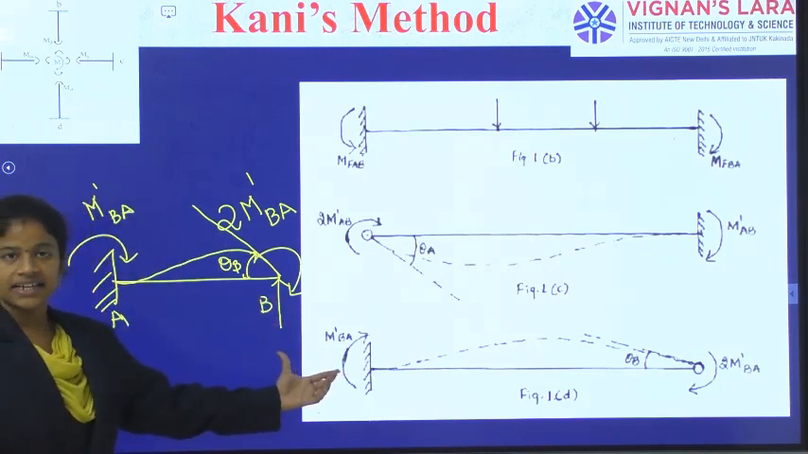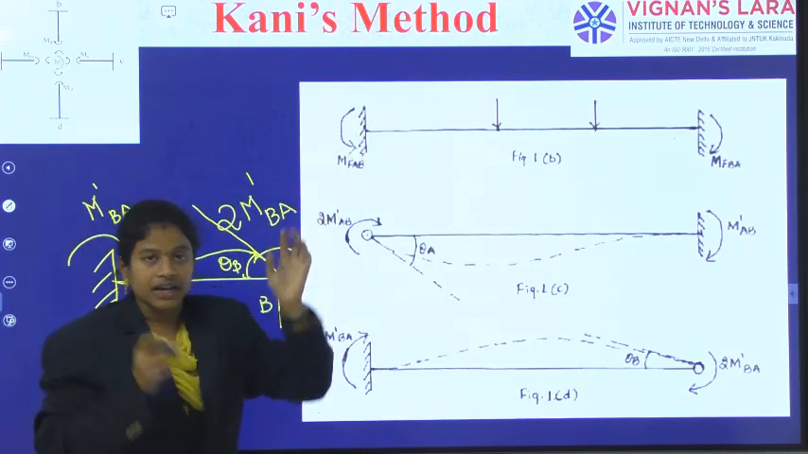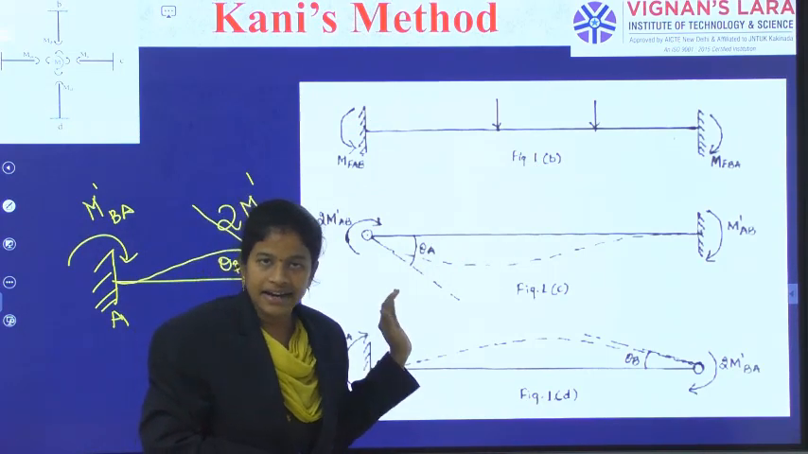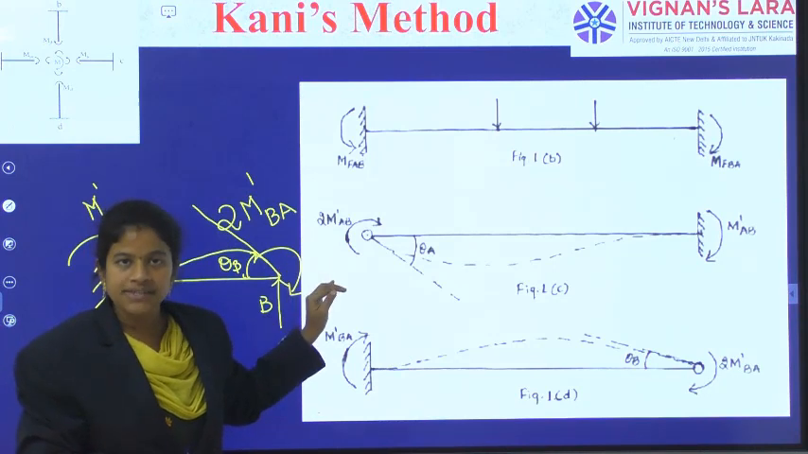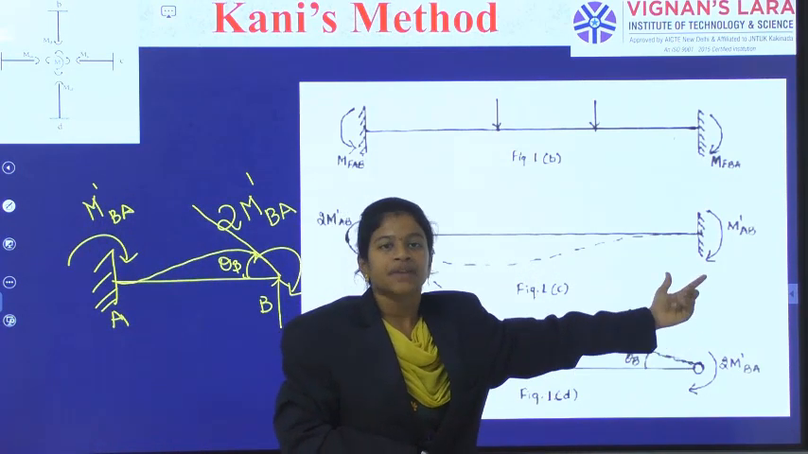So this is the condition. Firstly, we considered the span as a fixed beam, and then we released one end and applied 2 times m dash AB, and due to this 2 times m dash AB, a moment of m dash AB was contributed here.